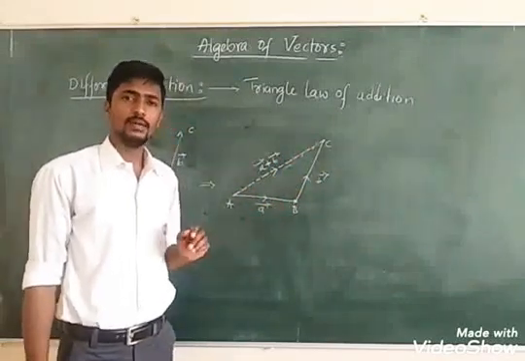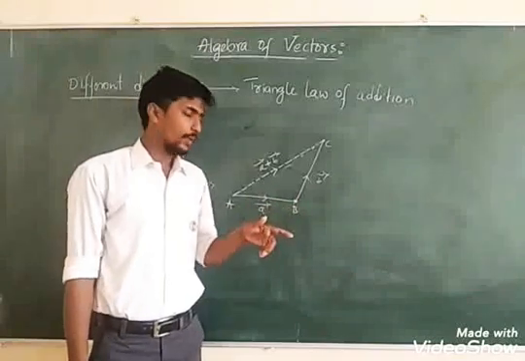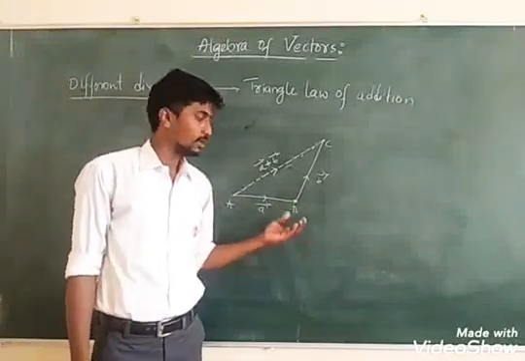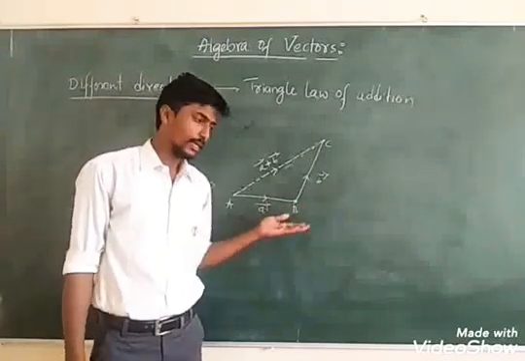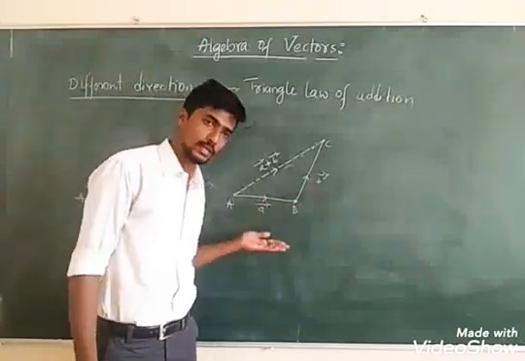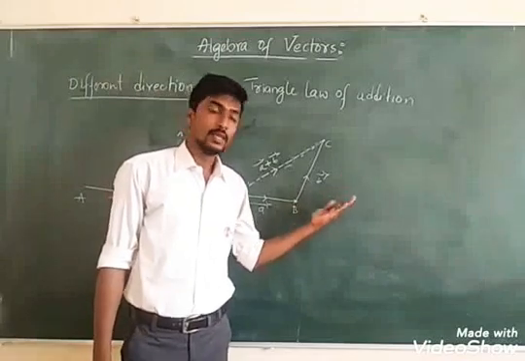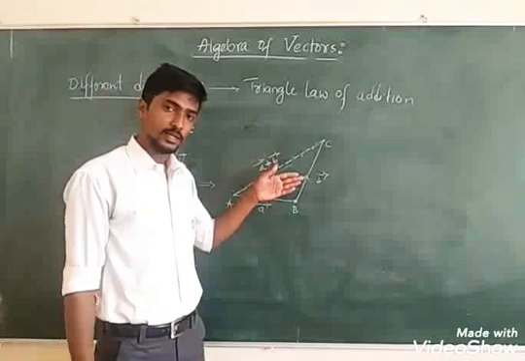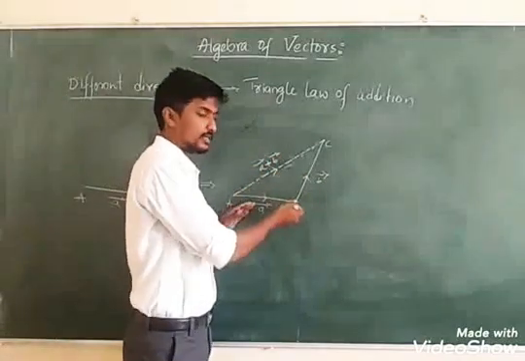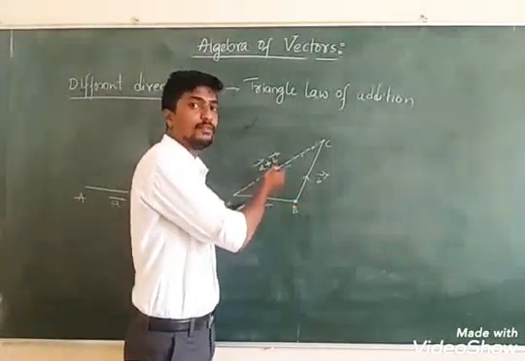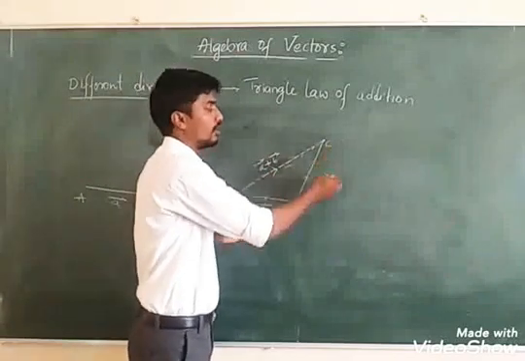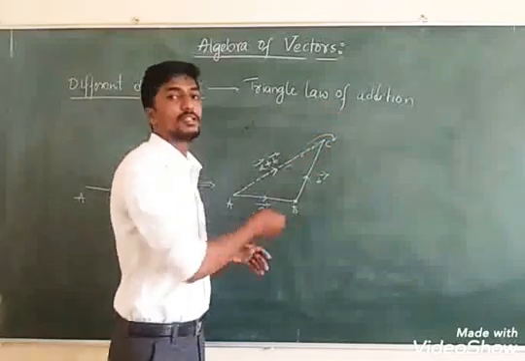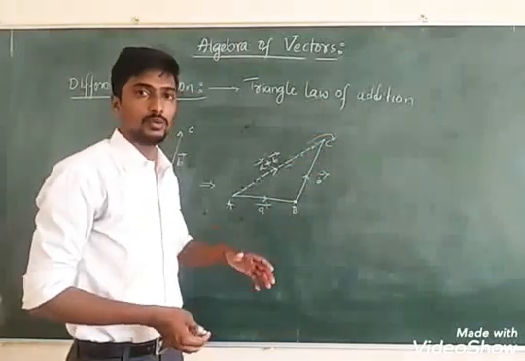So what is the law? Suppose two vectors are acting along two sides of a triangle, taken in one order, meaning taken in the same direction. Then their resultant is acting along the third side of the triangle, taken in reverse order. So it will be acting on this side, in the reverse direction here. Okay, so what is the statement?